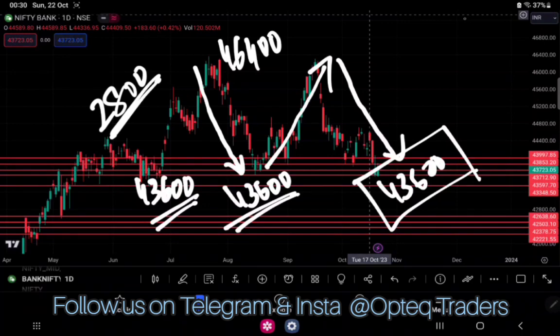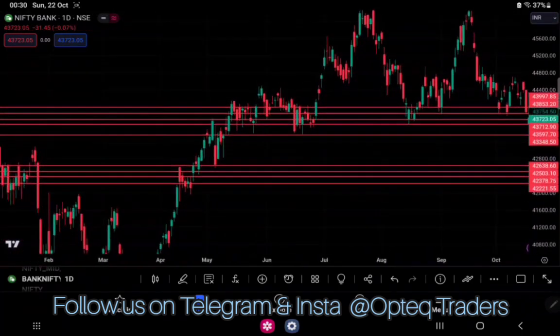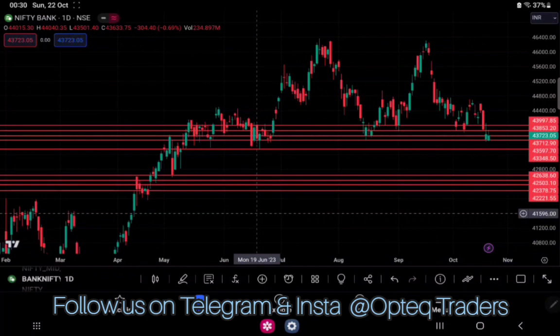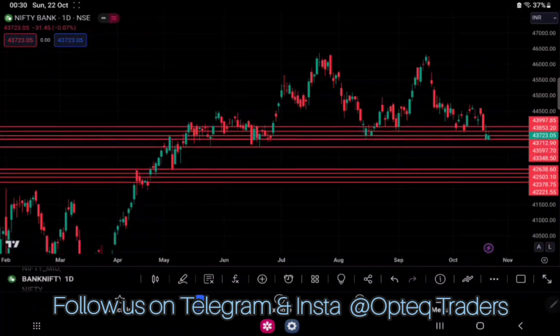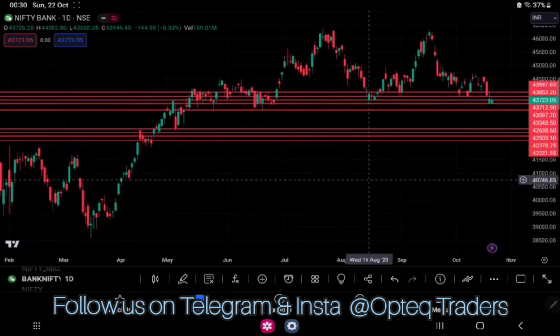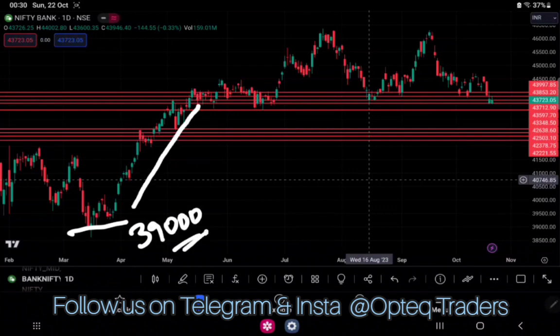Now it's not only about supports. If you see, when the market rallied from 39,000, it went up, took a resistance here, which is again 43,600 level.